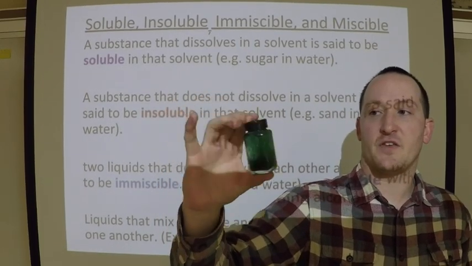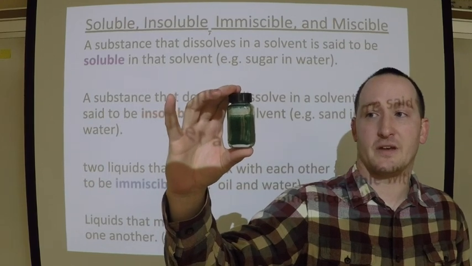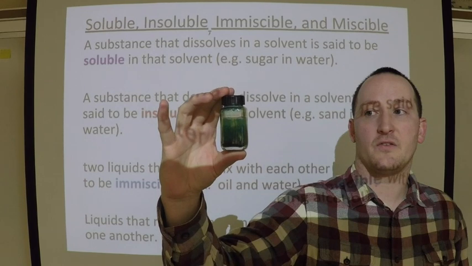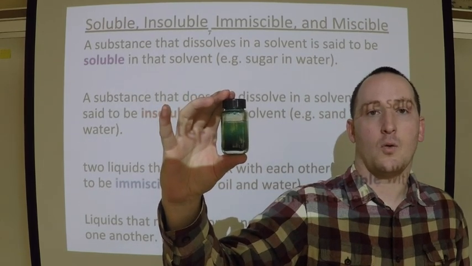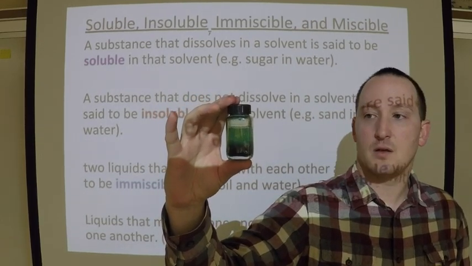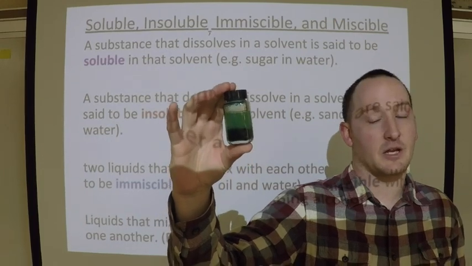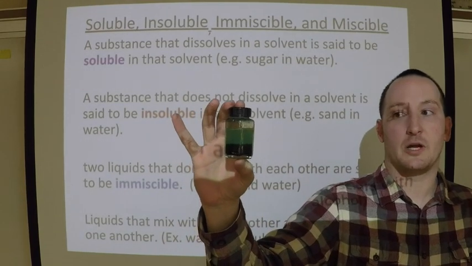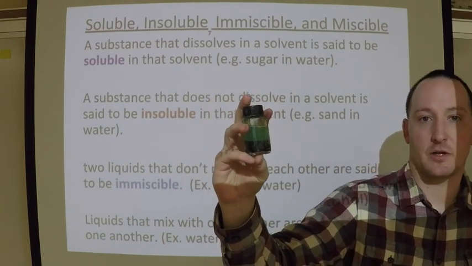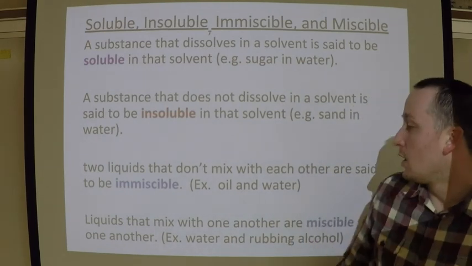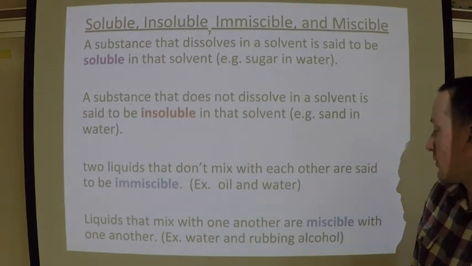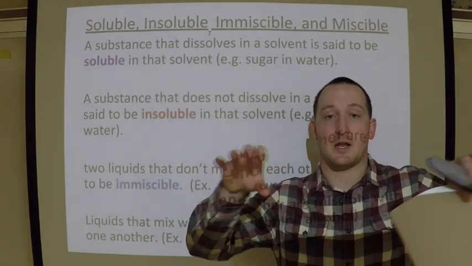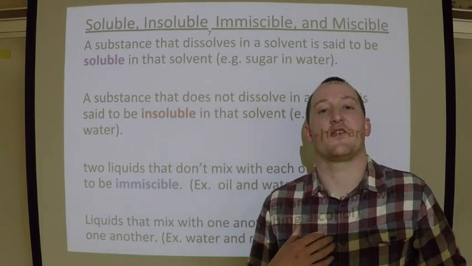If I shake this up, you might say, oh wow, look, they're mixing. Well, they're actually separating right now before your eyes. That's because they are immiscible. Oil and water do not mix because they have different types of bonding, and we'll talk about that in our next lesson. By now, there are two layers again: the clear layer on top and the green layer on the bottom. Two liquids that mix with one another are said to be miscible with one another. If I take two liquids and mix them together, we say that they are miscible.